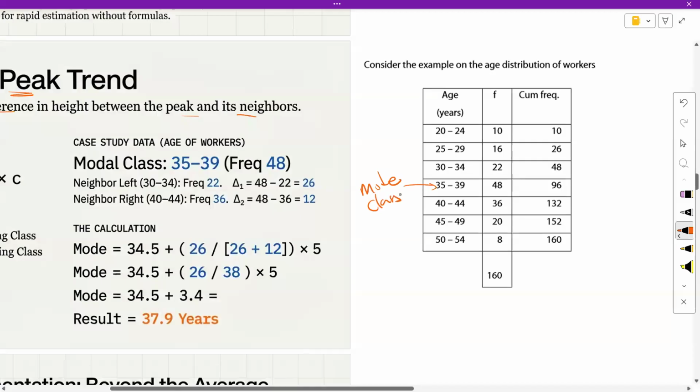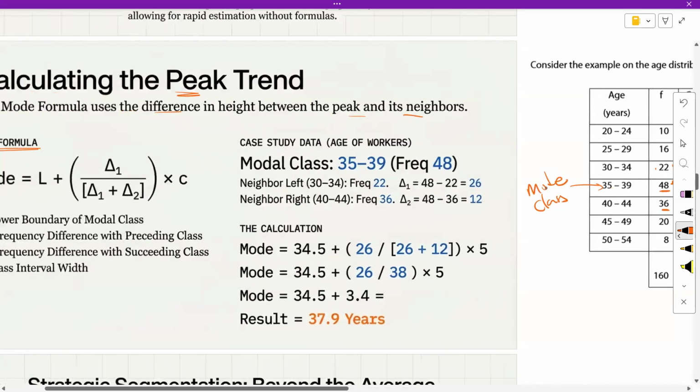Mode class. And we have to identify the differences between the previous class and the next class. This is delta 1, the difference between the frequency of the mode class and the class before. And the difference between the mode class and the next class frequency is delta 2. Here we apply the differences.